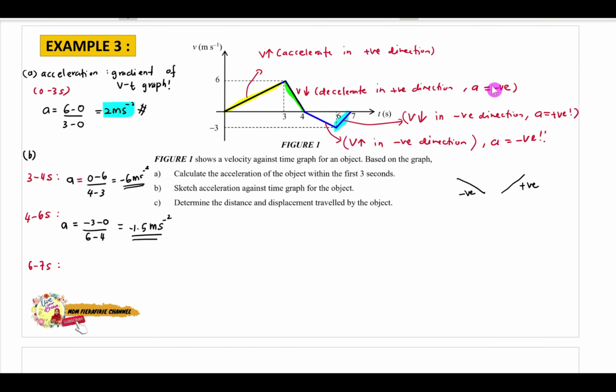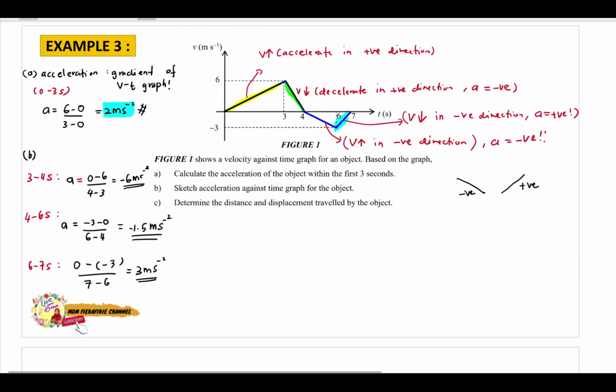Okay, so the acceleration we can calculate 0 minus negative 3, over 7 minus 6. And the answer is 3 meter per second squared. So, bila kita dah kira, now we can sketch the graph.